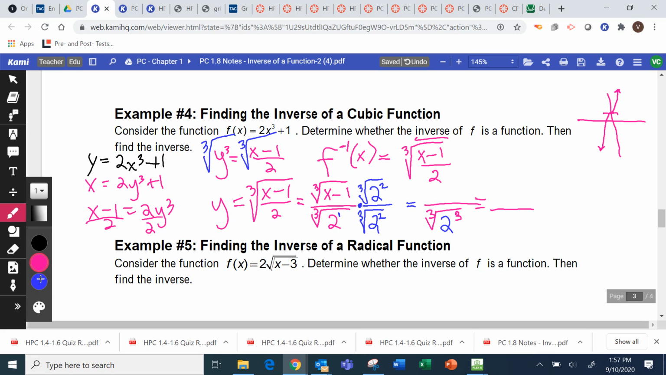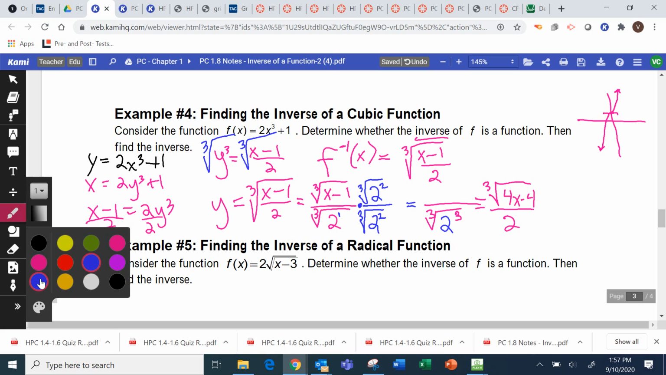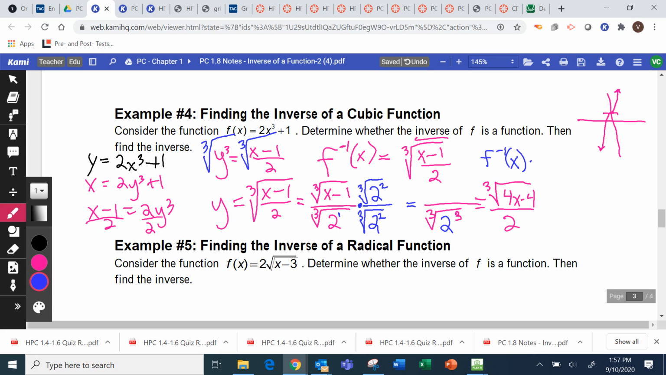So on the denominator now, if I cancel out my cube root and my cubed, I just get a 2. And then in my numerator, I'm going to distribute that 4. So cube root 4x minus 4. And I'll just put my answer in a different color so it stands out. So we get f inverse of x equals cube root 4x minus 4 over 2.